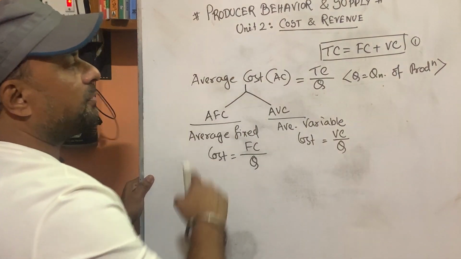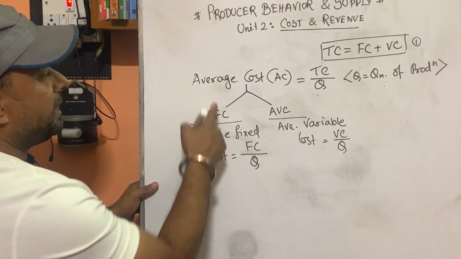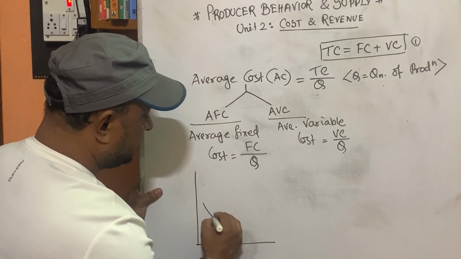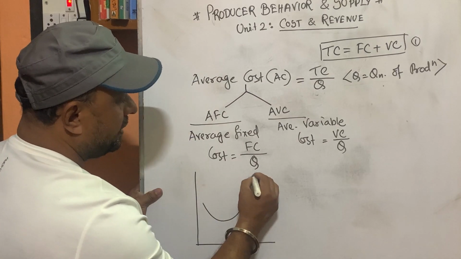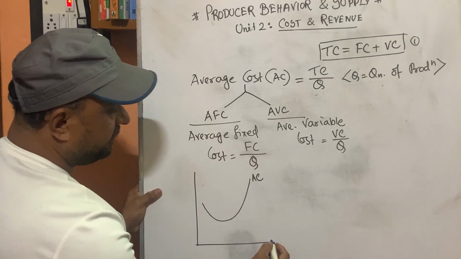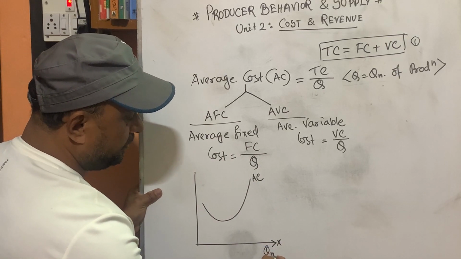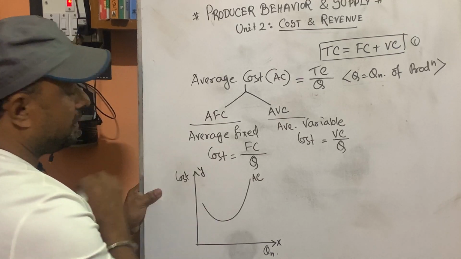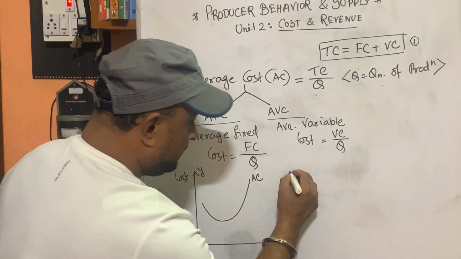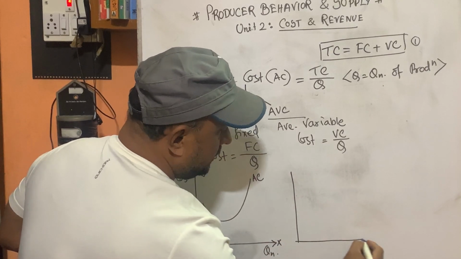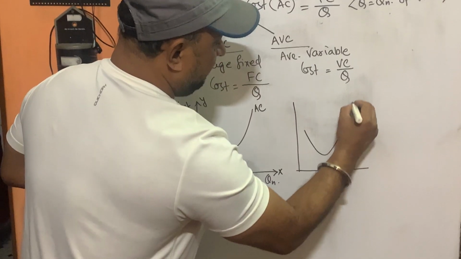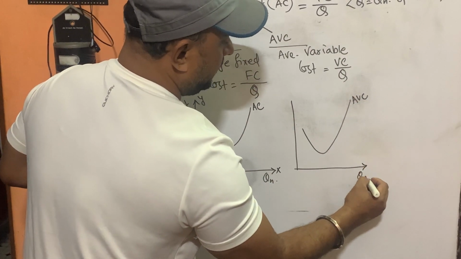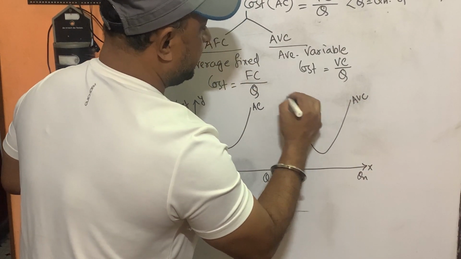Now what is the shape of these curves? Average cost curve, it is like that. U shape. This is the average cost curve. Here we are measuring quantity of production, here we are measuring cost. This is average cost. This is our average variable cost curve, AVC. Quantity, here we are measuring cost.